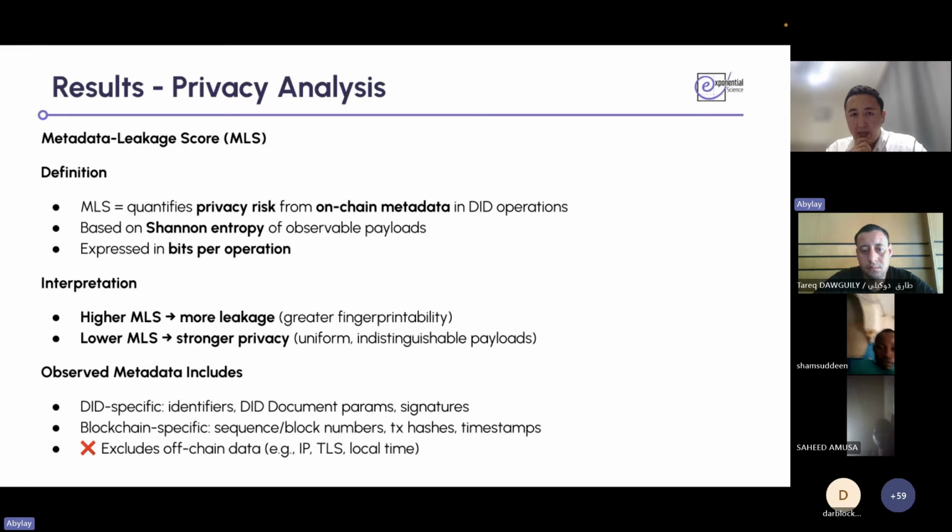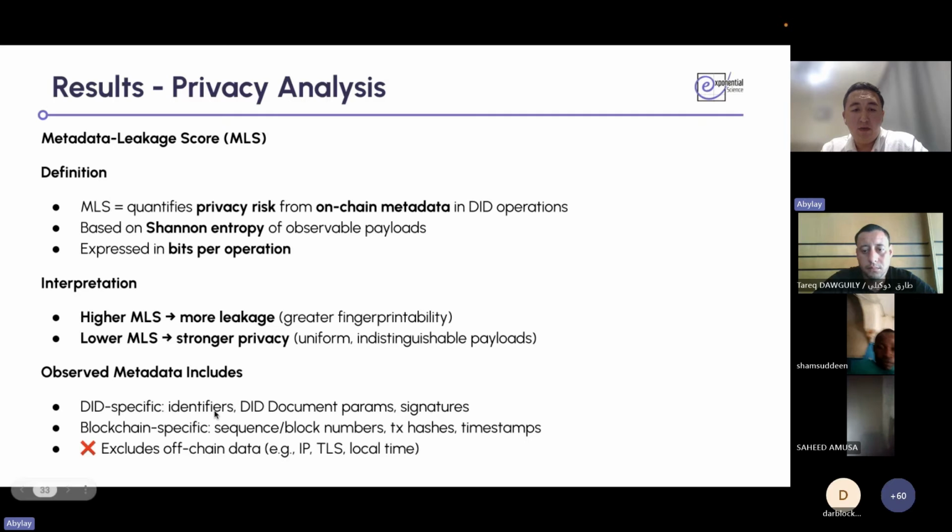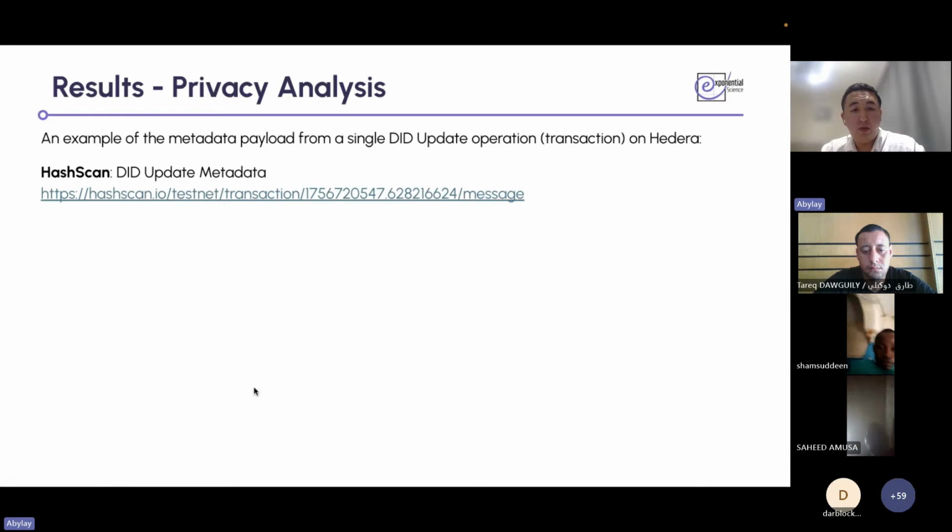So basically, it assesses the diversity and variability in the metadata of DID transactions. Higher MLS means more leakage, and lower MLS means stronger privacy. And what does metadata include? It's mostly DID-specific things, like identifiers, DID documents that I've shown you, and signatures, and also blockchain-specific things like sequence number, block number, transaction hash, timestamps, and so on. We excluded off-chain data here. I can show you in a while.